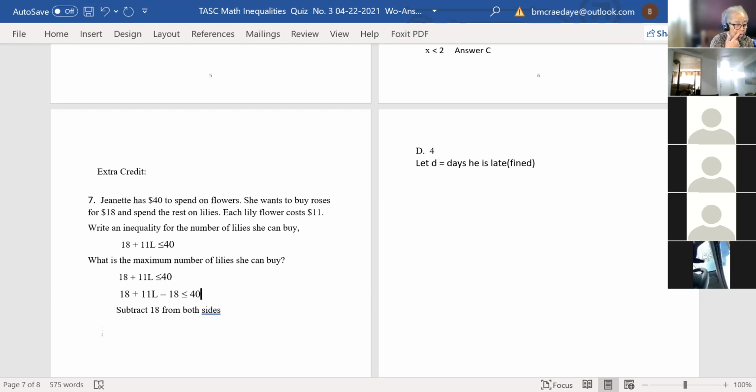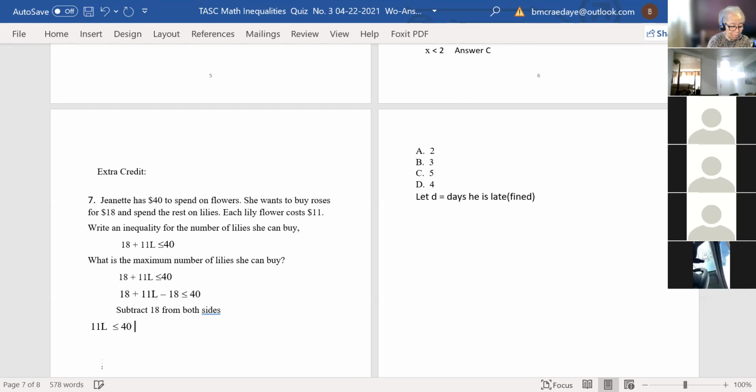Now, Mercedes, what do I get on the left side after I do that subtraction? On the left side, if you subtract 18 from 18, it will be 0. That's right. So what do I have left? 11L. That's right, 11L. So let me just put that here and take out the 18. It's 18 plus and 18 minus 0. So I have 11L, and now I have to do that 18 on the right side.